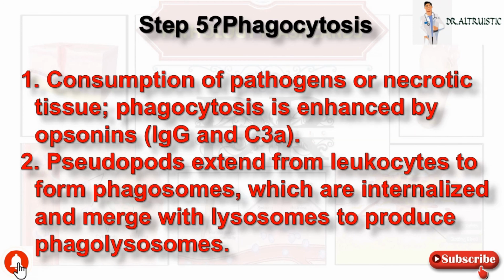Step 5. Phagocytosis. 1. Consumption of pathogens or necrotic tissue. Phagocytosis is enhanced by opsonins, Ig and C3b. 2. Pseudopods extend from leukocytes to form phagosomes, which are internalized and merge with lysosomes to produce phagolysosomes.